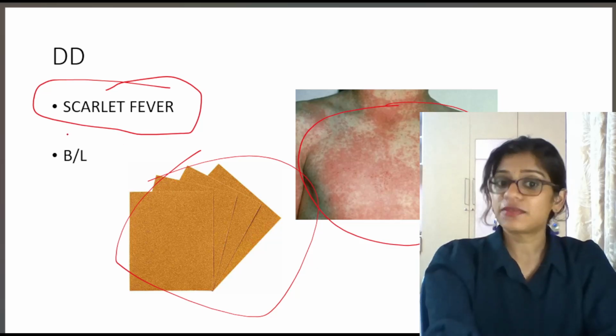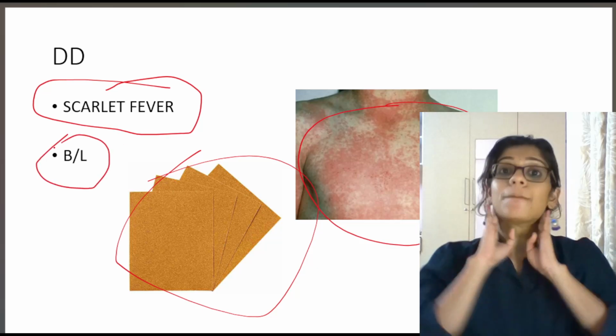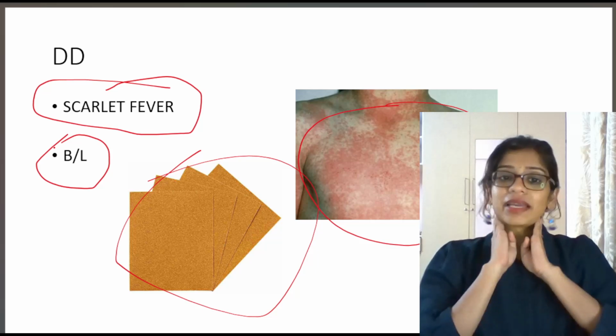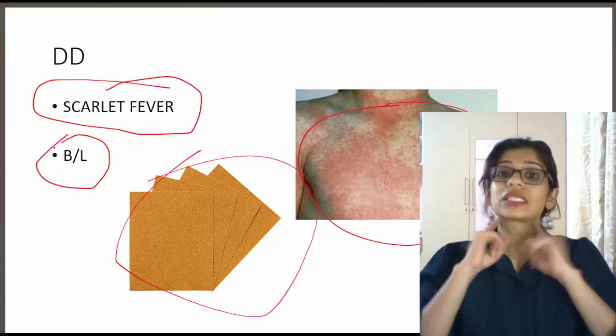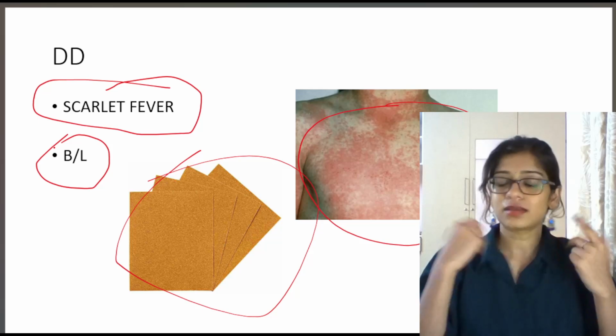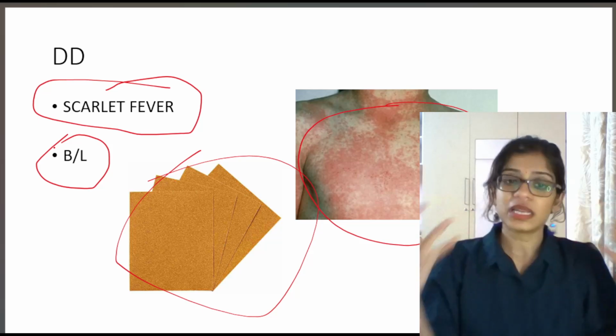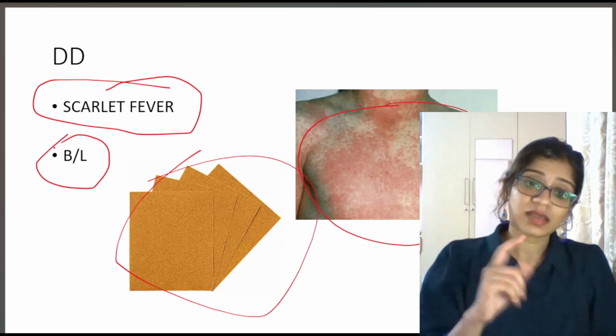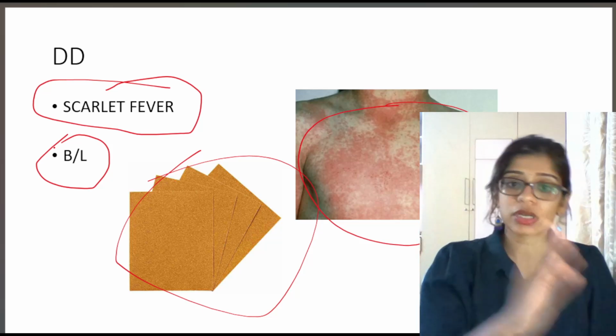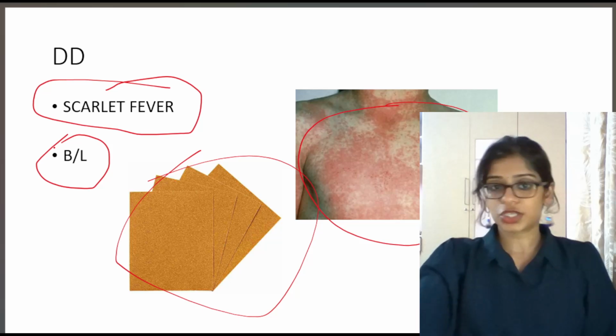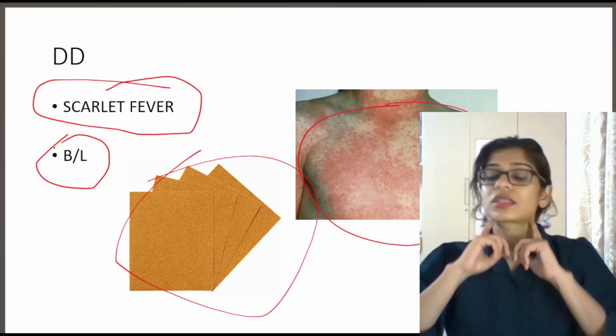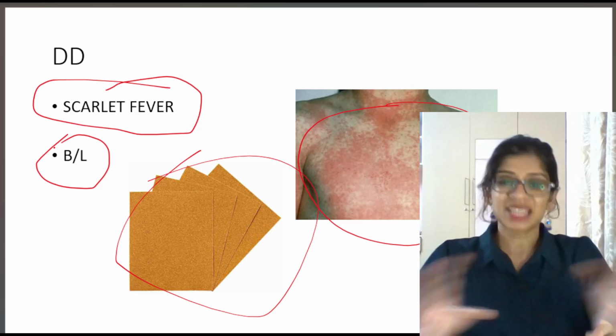And in scarlet fever, there is going to be bilateral cervical lymphadenopathy. Bilateral cervical. The lymph nodes on both sides of the neck will be enlarged. Whereas in Kawasaki's, it was unilateral lymphadenopathy. Please don't forget it. Scarlet fever has bilateral cervical lymphadenopathy. So that's how you differentiate.